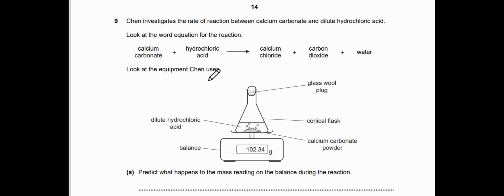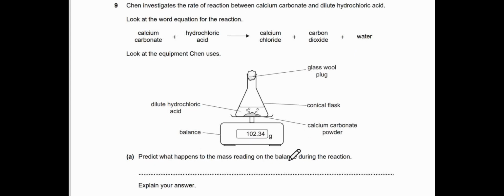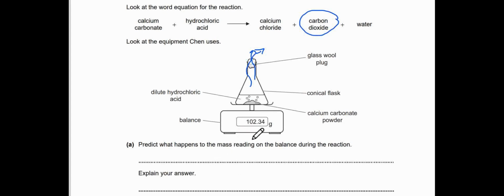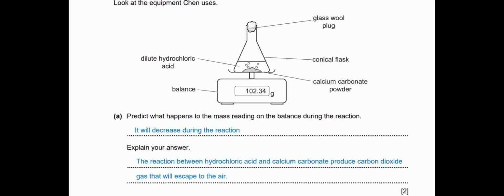Look at the equipment Chen uses. Dilute hydrochloric acid and conical flask, glass wool plug, balance, and calcium carbonate powder. Predict what happens to the mass reading on the balance during reaction. As the reaction produces a gas, the gas may escape through the glass wool plug as it's not tight. So that will be the reason the mass will decrease as carbon dioxide gas escapes to the air. Alright, it will decrease during reaction. The reaction between hydrochloric acid and calcium carbonate produces carbon dioxide gas that will escape to the air.